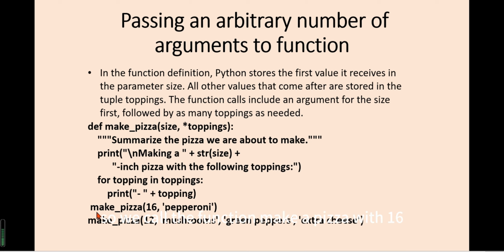So we call the function make_pizza with 16 first. So 16 will be passed to size, and pepperoni will be passed to the tuple of toppings. And in the next call, we have 4 arguments. The first, 12, will be passed to size, and the mushrooms, green peppers, and extra cheese will be passed to the toppings tuple.